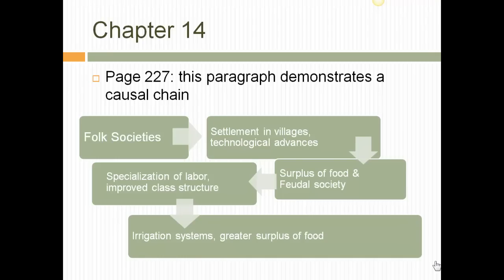Because of the feudal society, we see a specialization of labor and an improved class structure. That effect again becomes another cause. The improved class structure and the specialization of labor lead to irrigation systems and an even greater surplus of food, and so on. And so you can see with the causal chain, just as I've used that phrase before, that domino effect where one effect becomes the cause of the next effect, and so on and so forth.